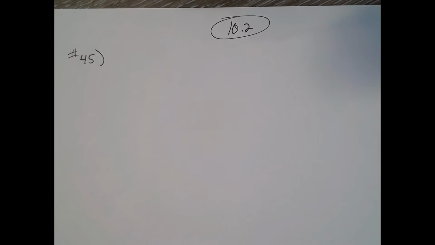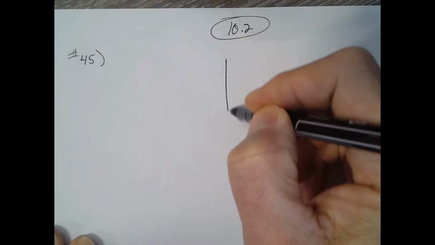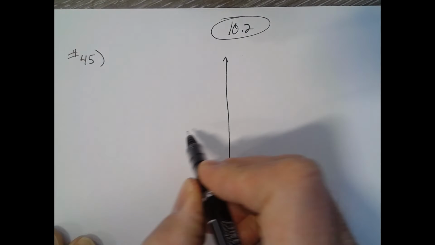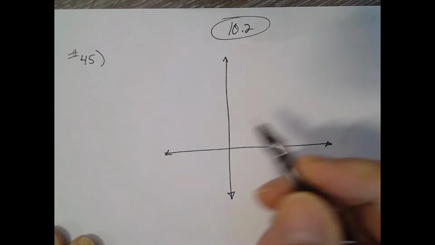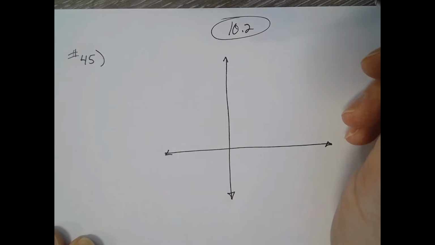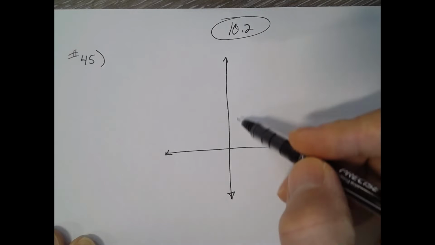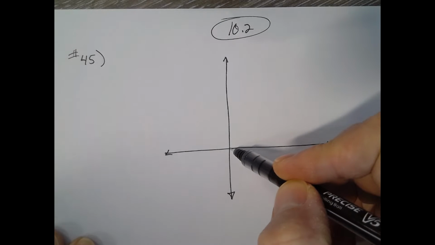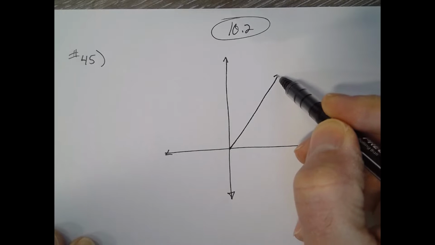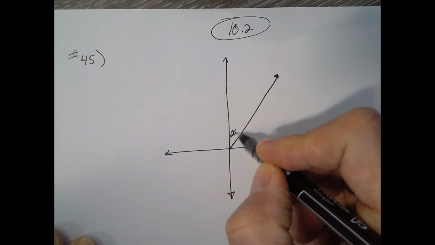10.2, number 45. We've got an airplane flying in the direction 20 degrees east of north at 325 miles per hour in still air. Alright, so I'll do it geometrically first. So with my drawing here, I've got an airplane flying in the direction 20 degrees east of north. So 20 degrees east of north, I'm going to go maybe like this. It's not quite 20 degrees, but I'll say that's 20 degrees.